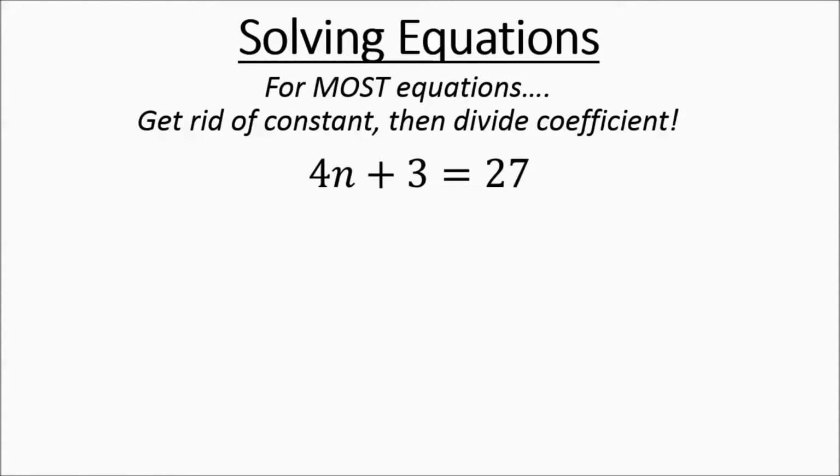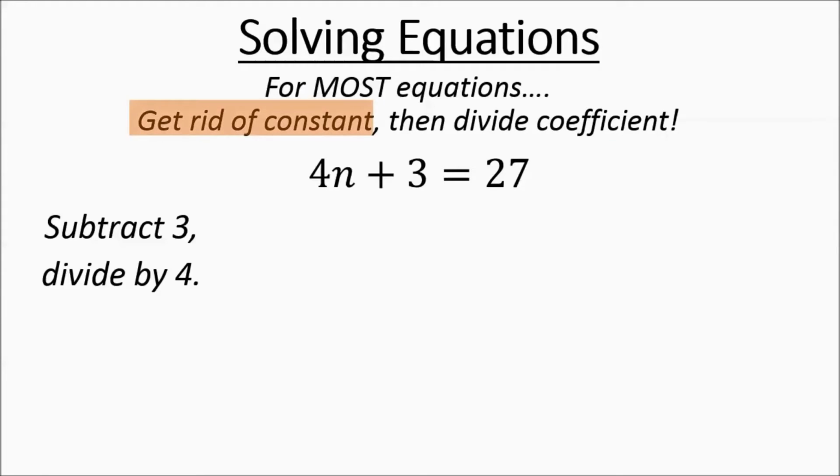Now this get rid of constant, divide coefficient, there are some variations on this, but for a lot of them, you just figure out a quick plan of attack. And for this equation, we'd want to get rid of the constant, then divide out the coefficient. Our plan of attack would be to subtract the 3 and then divide by 4. So we're going to tune into the side with the variable, and we're going to get rid of the constant.